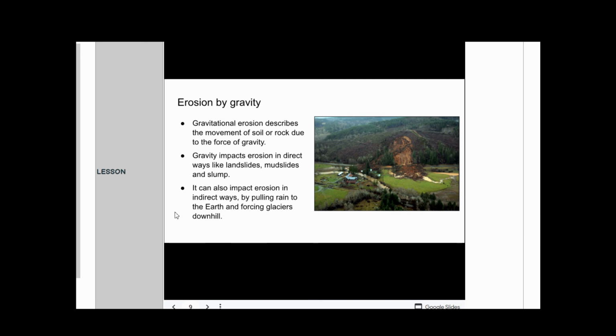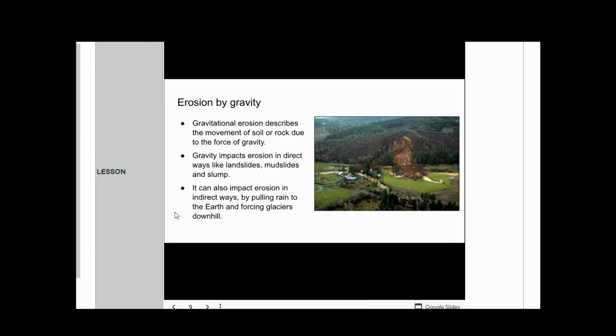So direct impacts of gravity causing gravitational erosion: mudslides, landslides, slumps. Generally, those are going to be in regions with high hills, mountains, steep cliffs, those kinds of things, and gravity is just pulling that stuff down towards the earth.